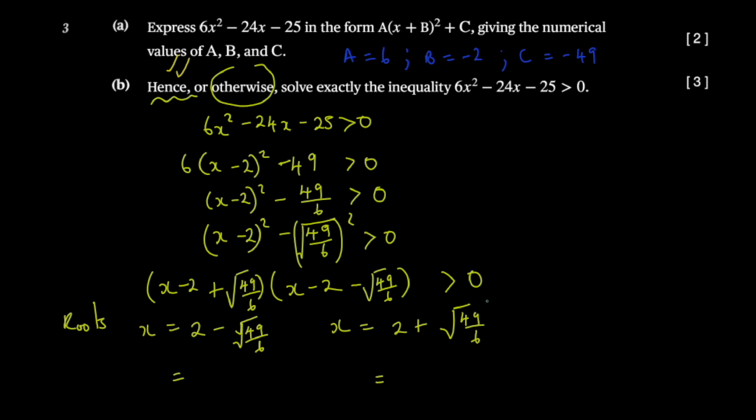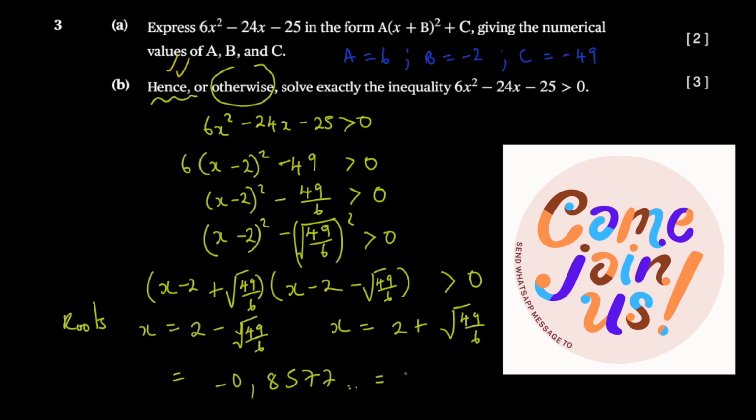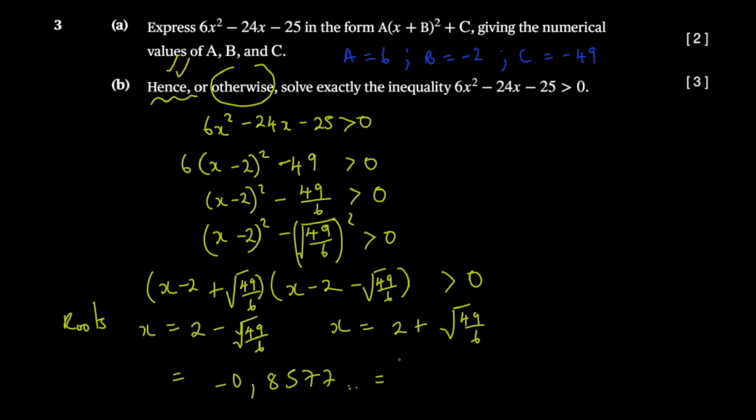Let me just write the approximate values here. I'm going to compute. So I'm getting negative 0.8577, like this. And then now we're going to add, and I'm getting 4.8577 and so forth. So that's it.